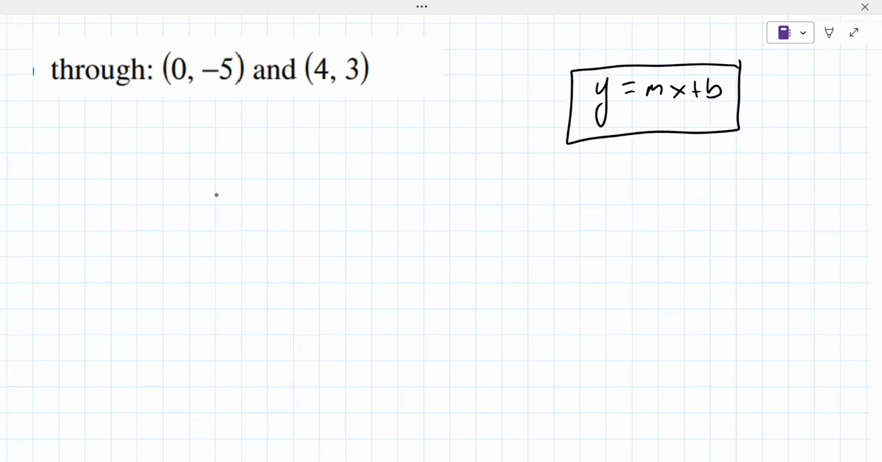y equals 2x minus 5. You got it. Perfect. Really good. So what do you think about these problems? I mean, what's the hardest part? Probably that dividing. Okay.